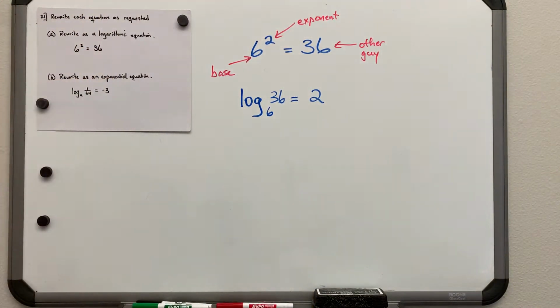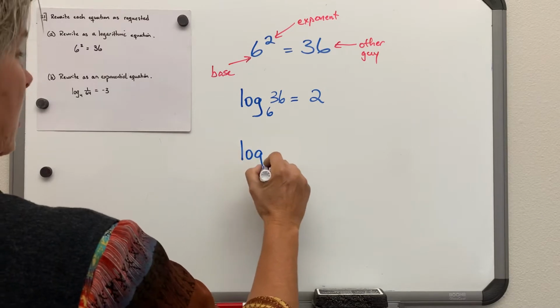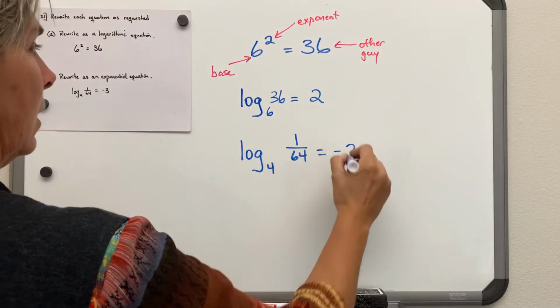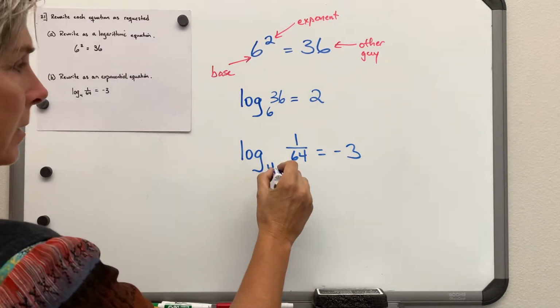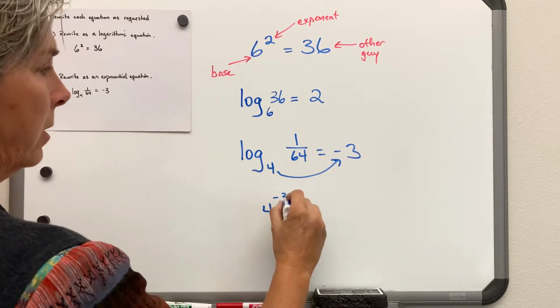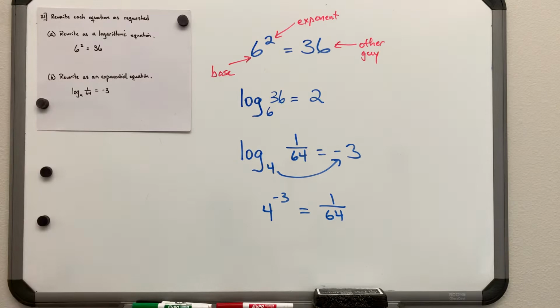All right, B says rewrite as an exponential. So we're simply going the other way. So if I'm given a logarithmic, so I have a log base 4 of 1 over 64 equals negative 3. I would write it as, here's my base, 4 to the, that's always the power, negative 3 equals 1 over 64. And that's how you would write it.